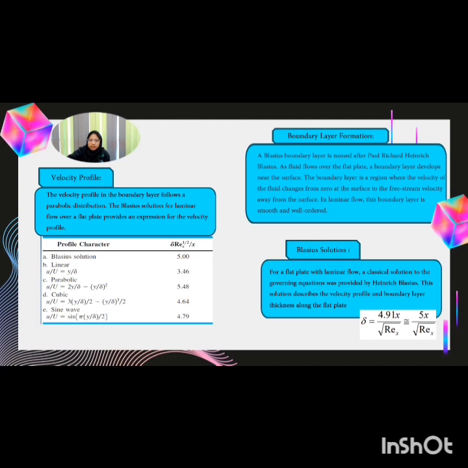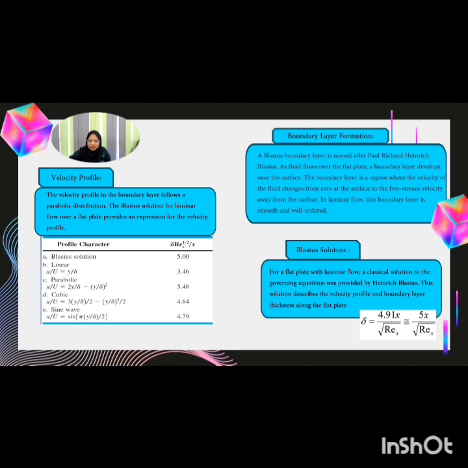Next is boundary layer formation. A Blasius boundary layer is named after Paul Richard Heinrich Blasius. As fluid flows over a flat plate, a boundary layer develops near the surface. The boundary layer is the region where the velocity of the fluid changes from zero at the surface to the free stream velocity away from the surface. In laminar flow, this boundary layer is smooth and well ordered.